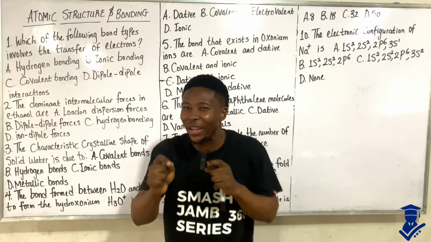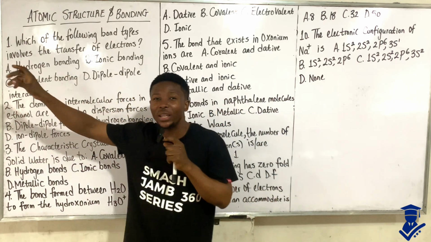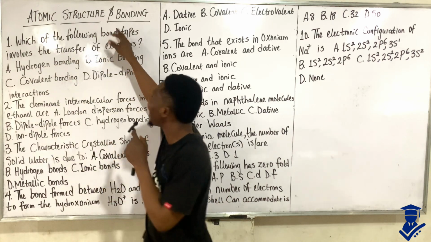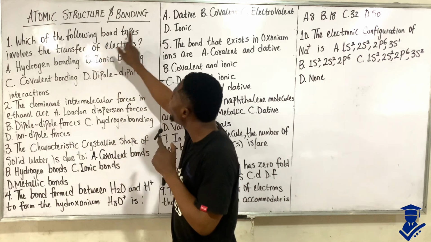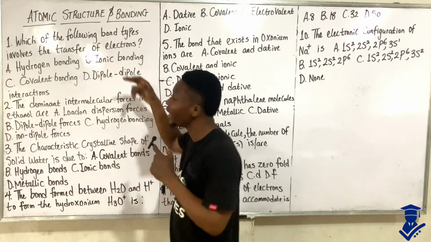Welcome to another Smash Jam series, and today we're going to be looking at the topic atomic structure and bonding. Now, the first question says, which of the following bond types involve the transfer of electrons?